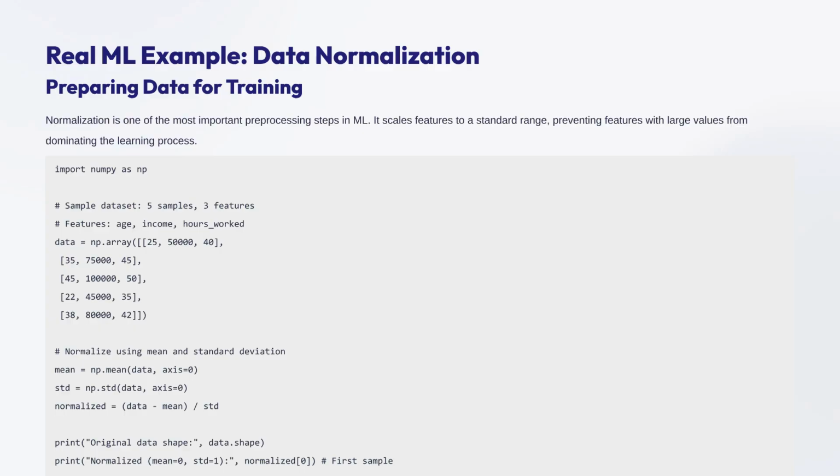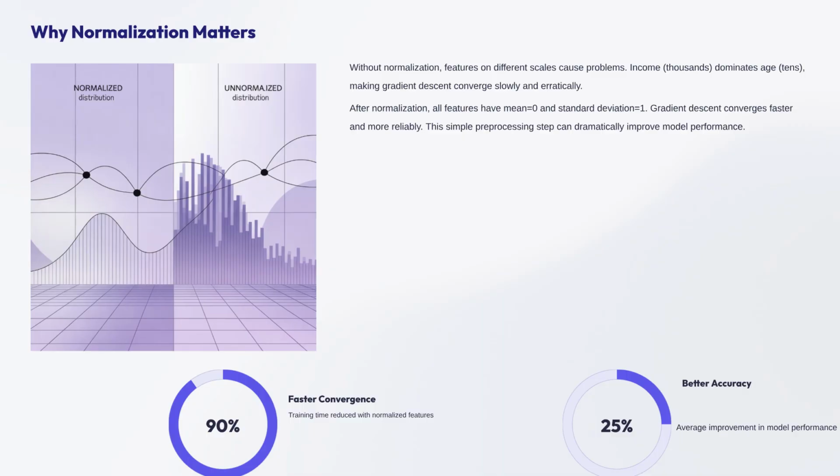A real-world ML example is data normalization. We calculate the mean and standard deviation across features and then normalize the data to have a mean of 0 and a standard deviation of 1. Normalization is crucial because, without it, features with large values dominate the training process. Normalized features allow gradient descent to converge faster and more reliably, improving overall model performance.